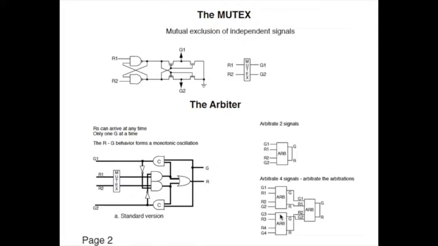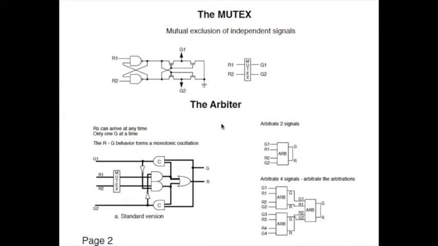The downside of this is that the requests go all the way through the tree, through R and G, and back up through the tree to get the grant. So the bigger this tree gets, the slower the arbitration gets. This is the textbook arbiter.